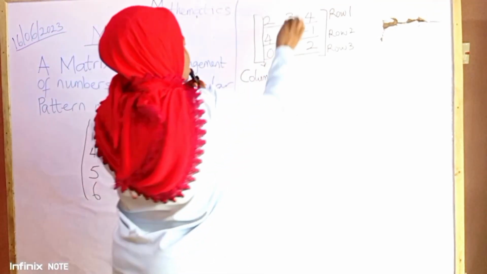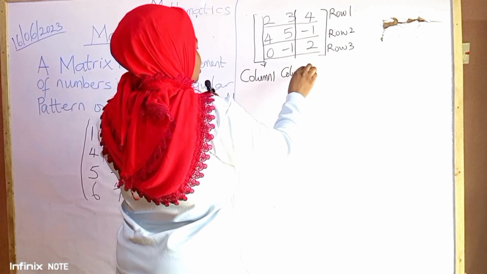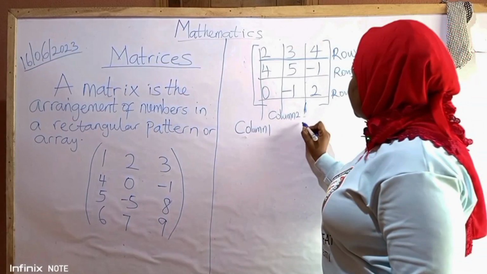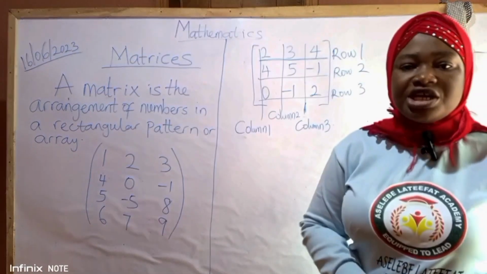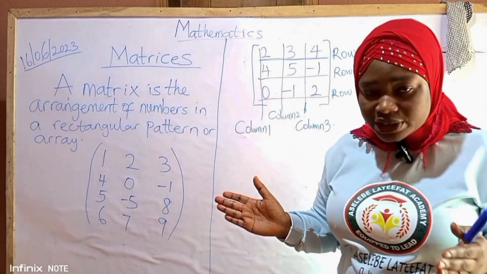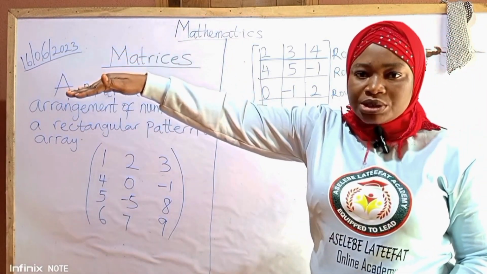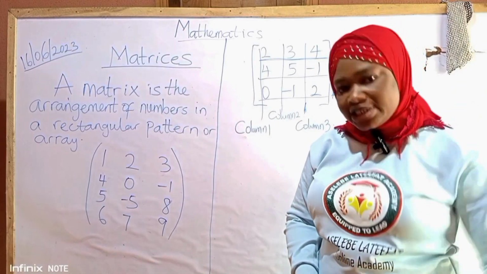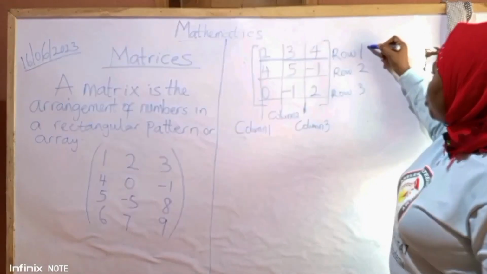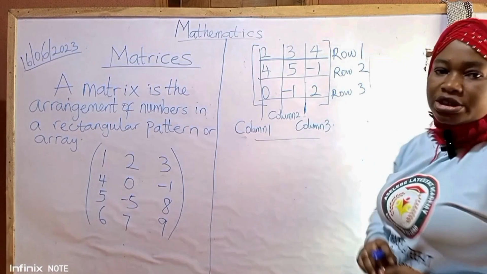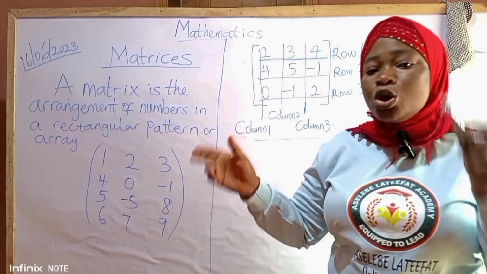So this is column 1. Here is what? Column 2. And here is column 3. So in a matrix, you will have rows and you will have columns. Rows are all the numbers that lie on a horizontal line, and columns, the vertical line. So in this matrix now, you can see that it has 3 rows and 3 columns. It is the row that you mention first in a matrix. Then you mention the column next.